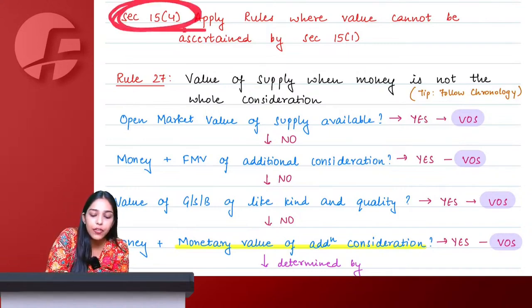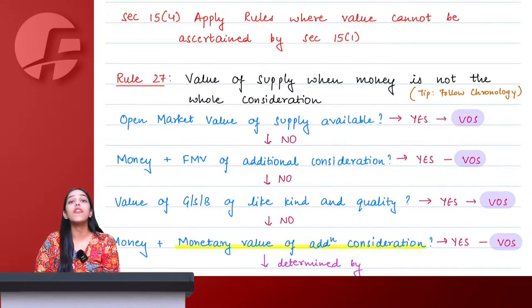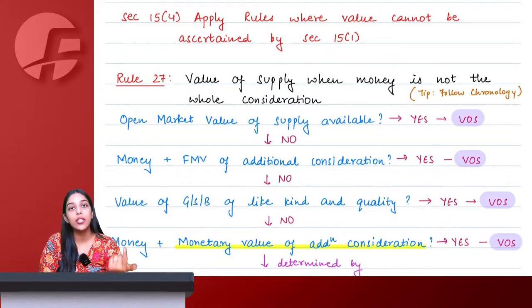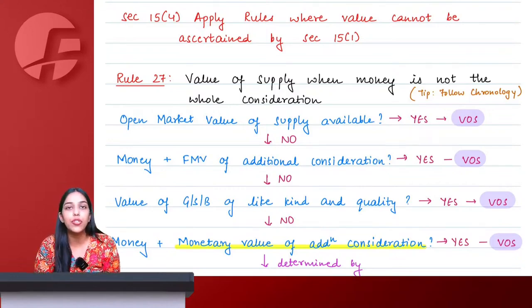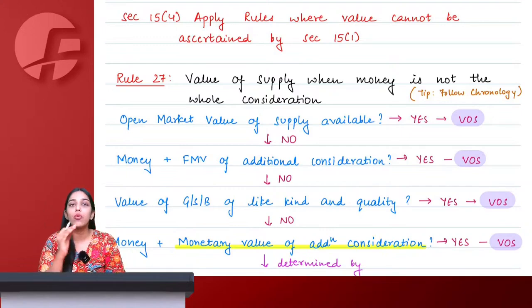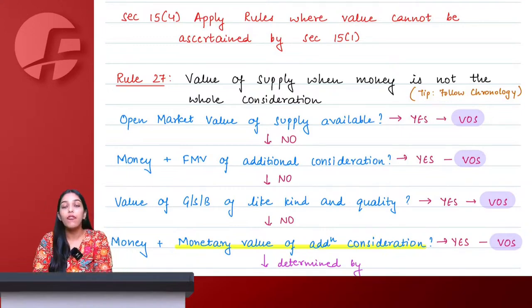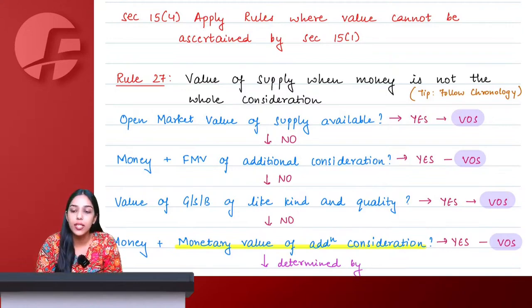Now moving on to section 15.4, which says, what if transaction value cannot be accepted as value of supply? Why, ma'am? Because let's say the recipient is a related person or money is not the sole consideration. Then what to do? Then you have to apply valuation rules under GST, and valuation rules start from rule 27. So rule 27 says, what if money is not the sole consideration?